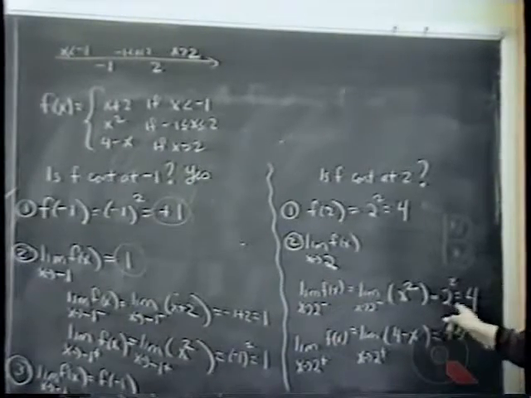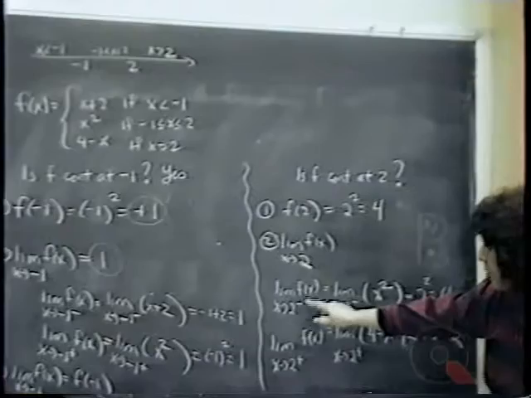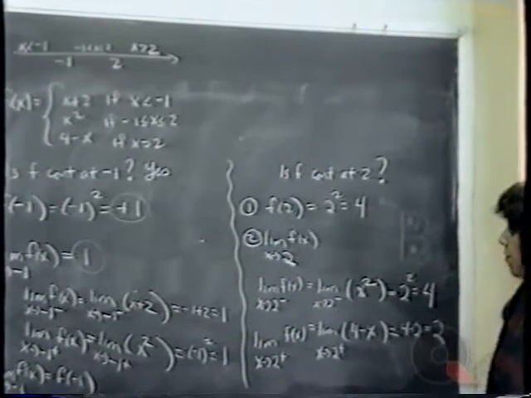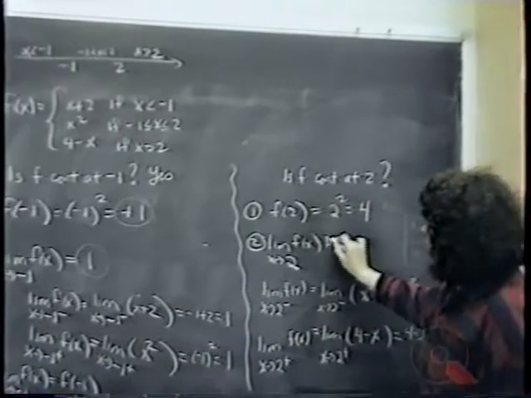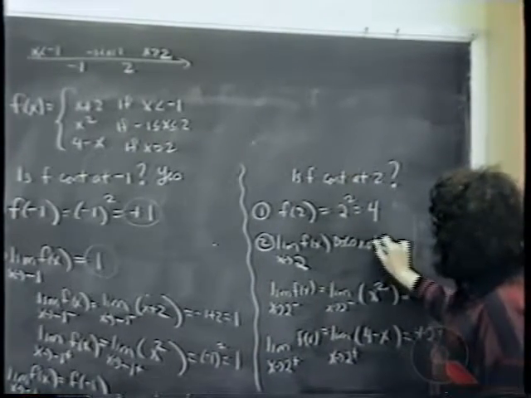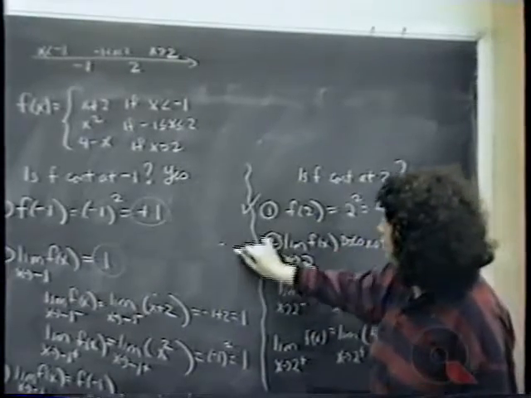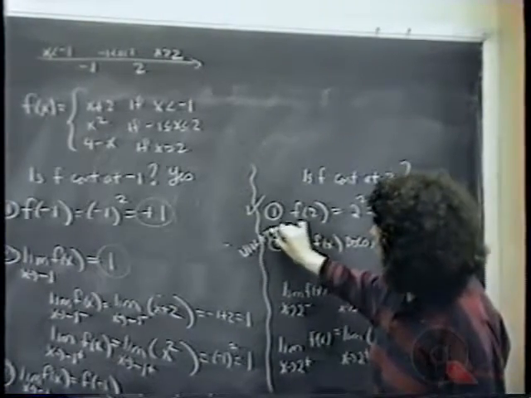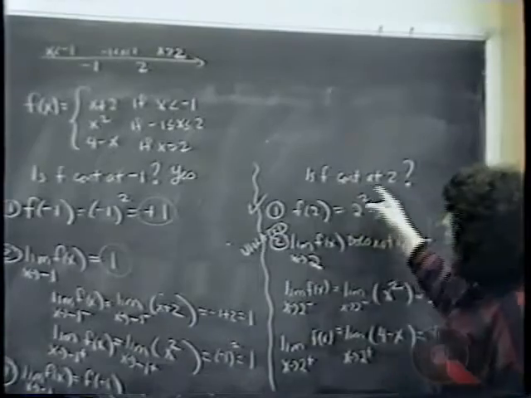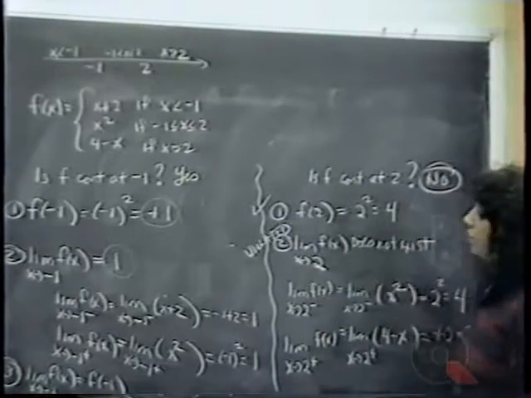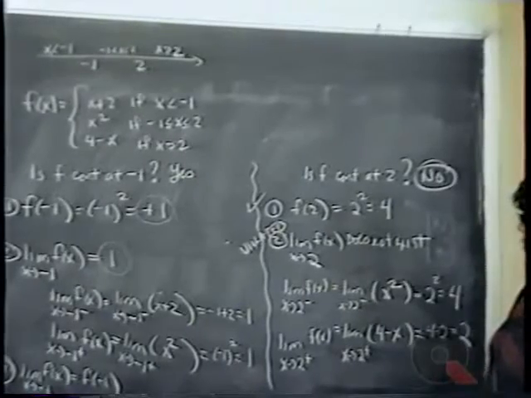Okay, apparently the limit of f of x as x approaches 2 from the left does not equal the limit as x approaches 2 from the right. Therefore, the limit does not exist. So condition 1 was okay, but condition 2 was violated. And the answer, is f continuous at 2? No.